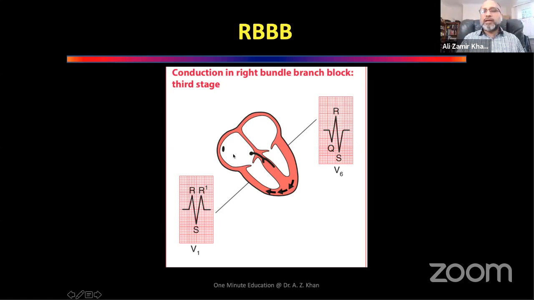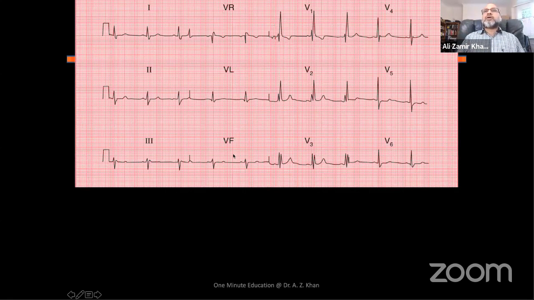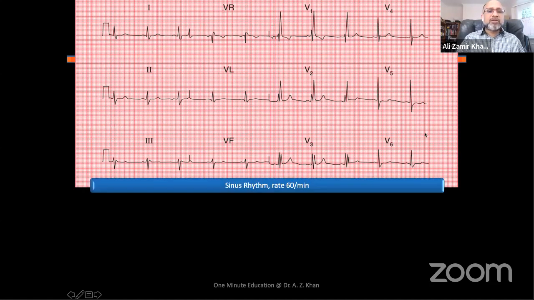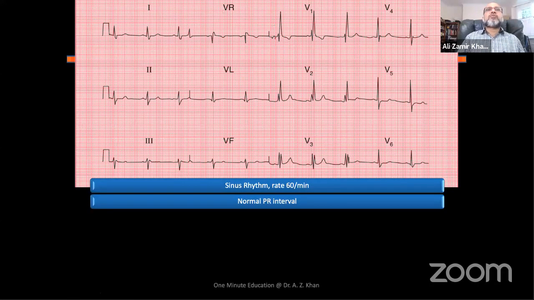Now let's look at these things. Look at the ECG, okay? Have a look at the ECG, take your time and try to understand it. So this rate is normal, it's a sinus rhythm. The rate is 60 per minute. The PR interval is normal, there's no problem with the PR interval. Let's concentrate on V1. There's a P wave here, but look at the V1, okay?